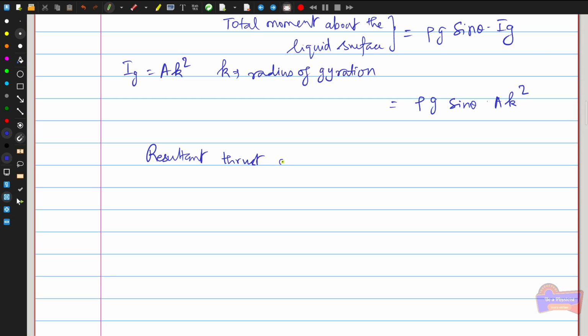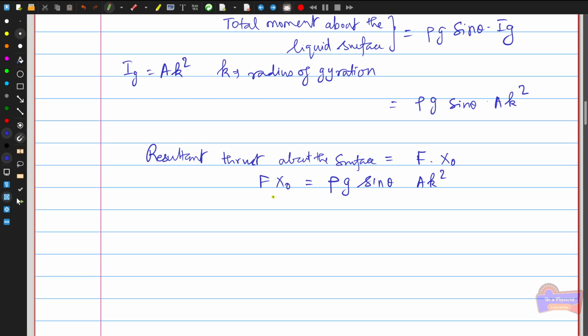The resultant thrust about the liquid surface can be written as the total force into the distance x0, so f times x0 equals the total moment of the thrust, which is rho g sine theta into A k squared. So from this relation I can find the value of x0, which is equal to rho g sine theta A k squared divided by f.